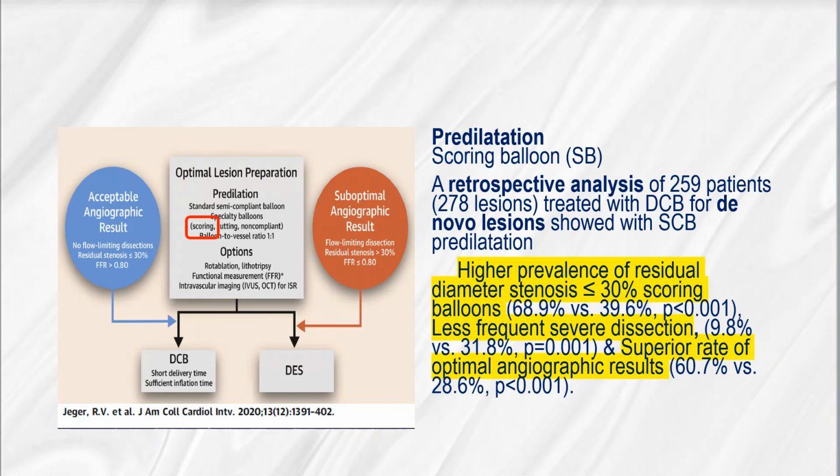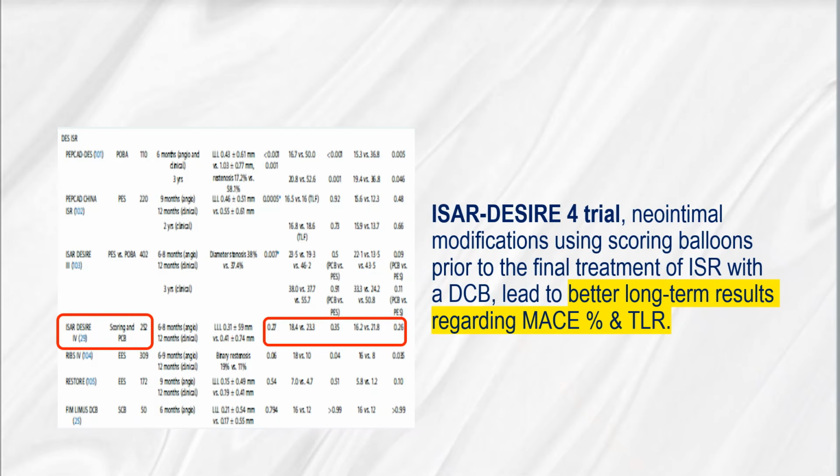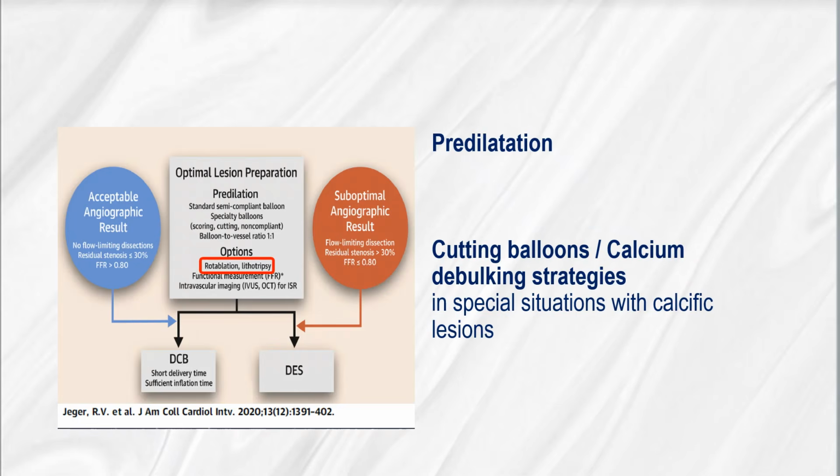Scoring balloon dilatation is a good option. In this retrospective analysis of 278 de novo lesions, scoring balloon dilatation showed higher prevalence of residual diameter stenosis less than 30%, with superior rate of optimal angiographic results, about 50% more. This is reflected clinically in the ISAR-DESIRE 4 trial, in which there were better long-term results regarding the incidence of MACE and lesion revascularization. In special situations, cutting balloons and calcium debulking strategies may be preferred.